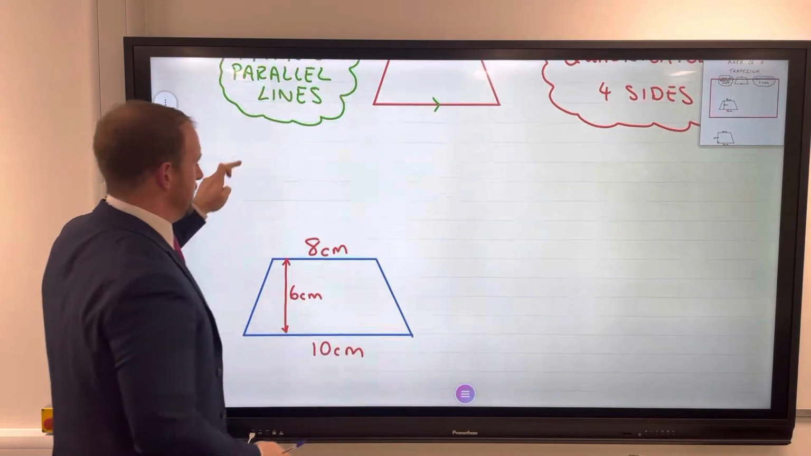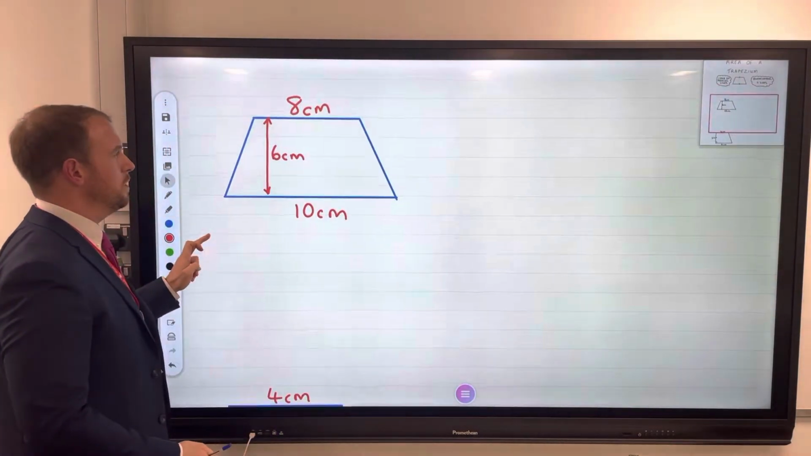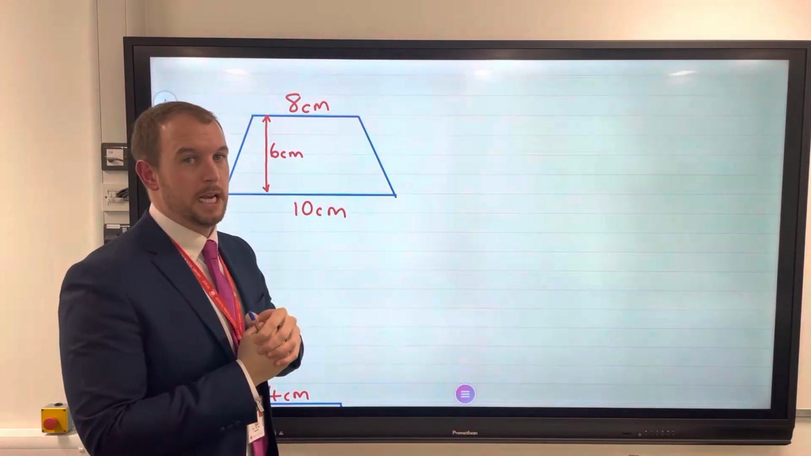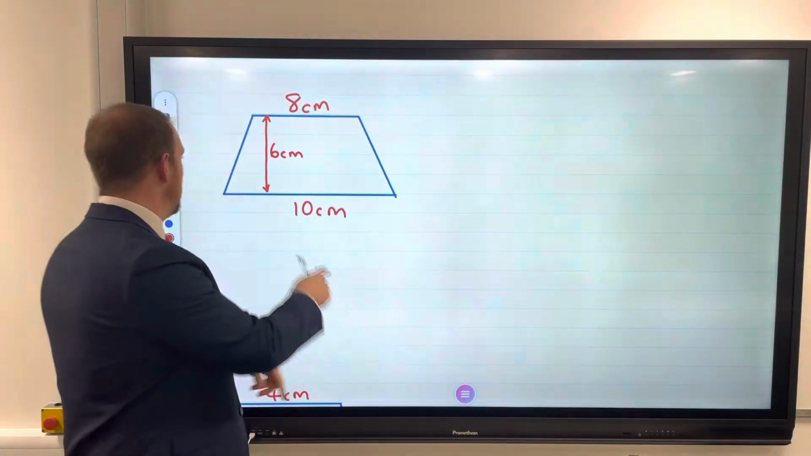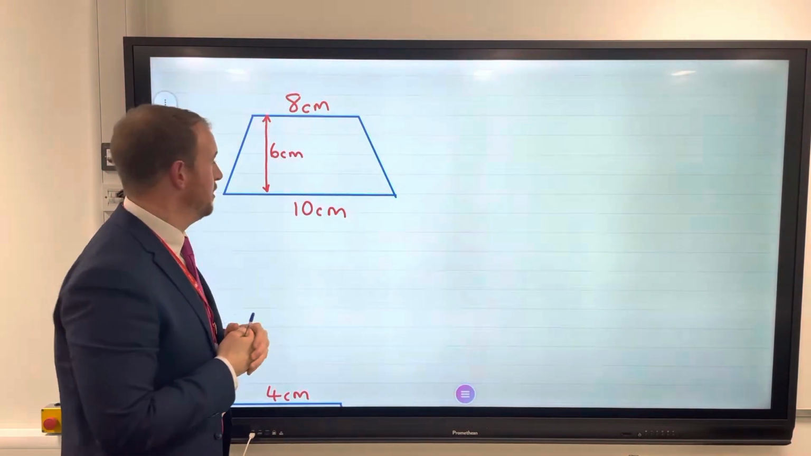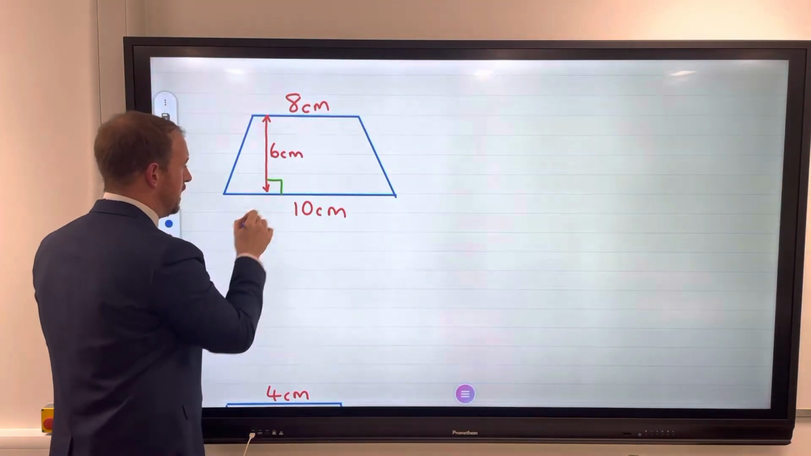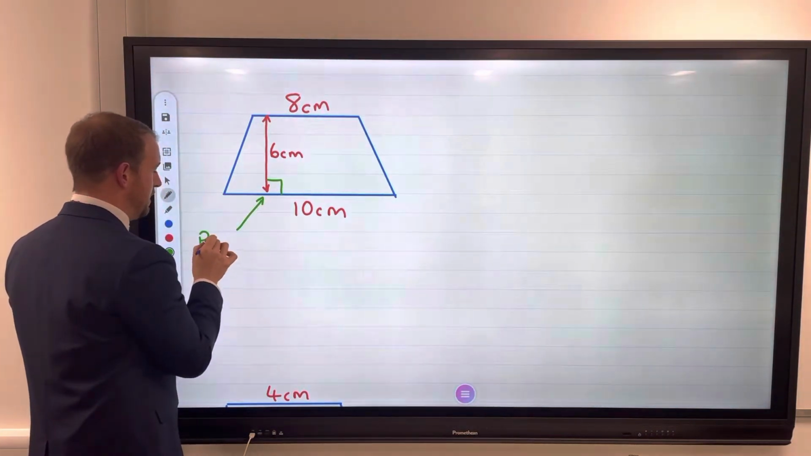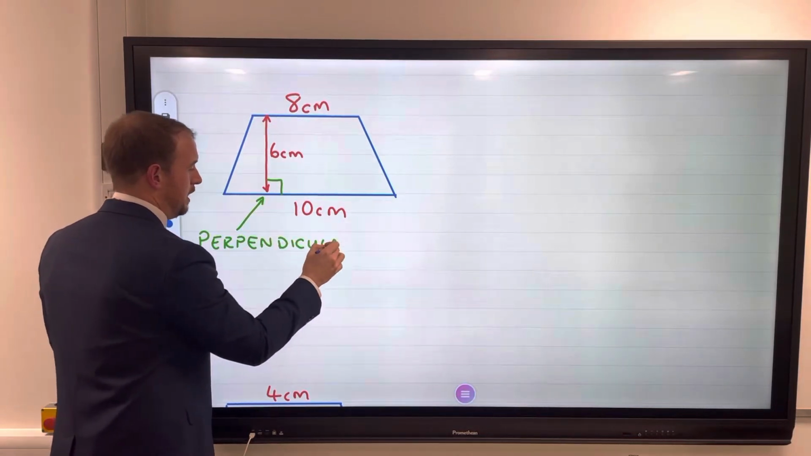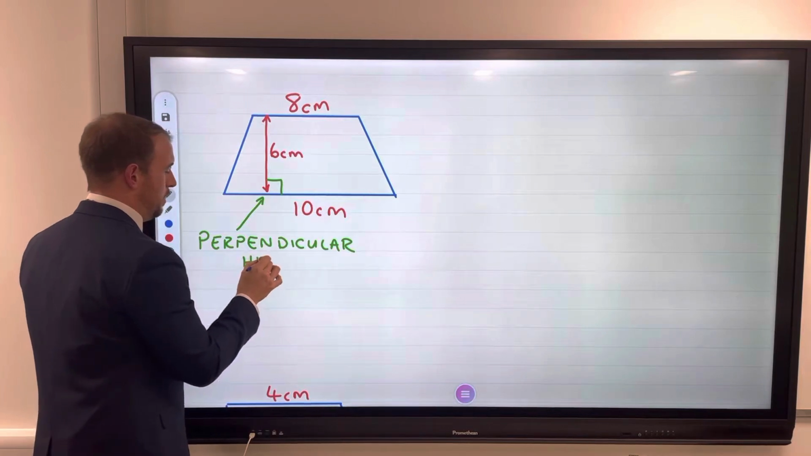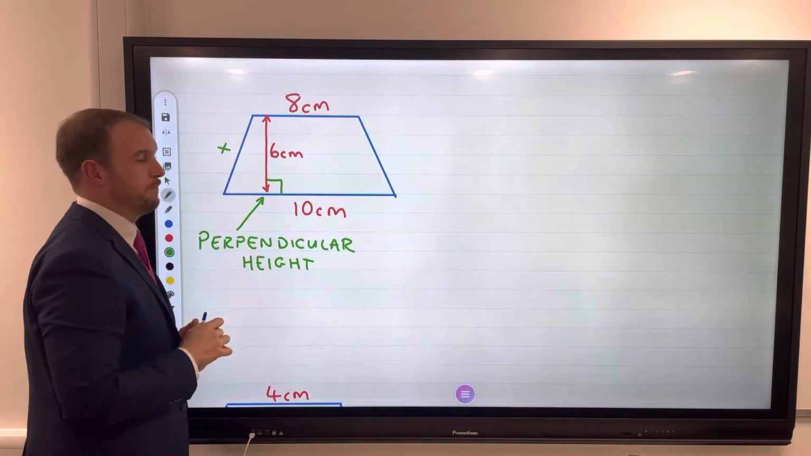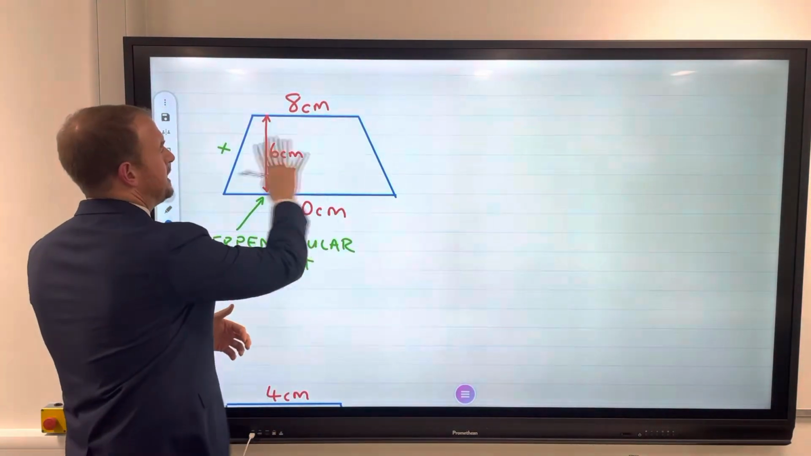So here is a trapezium. You'll notice I have given this length, the bottom length, and this perpendicular height. You'll notice that I haven't given the side here because we don't need it. We need this perpendicular height here, which means 90 degrees, not the length of this line. I don't want that there. So the area is the space inside the shape.